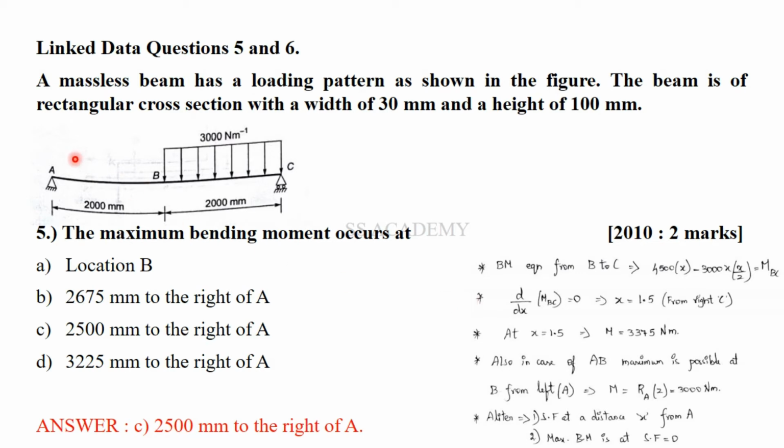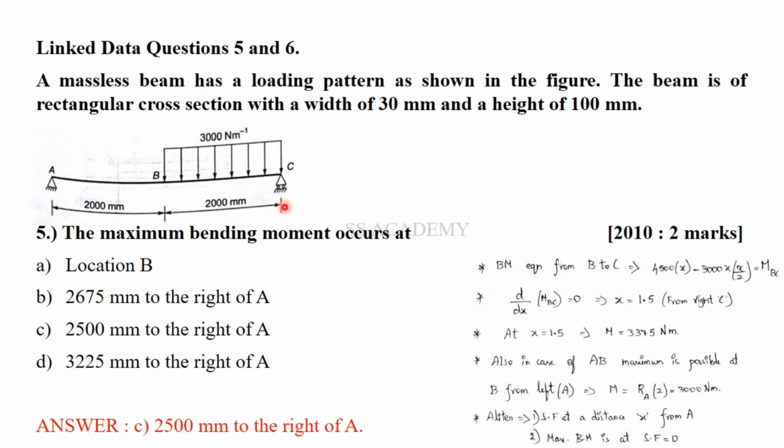You will be getting RA to be 1500 Newton and RC to be 4500 Newton. And now let us determine the bending moment equation from B to C, because since the loading is different from A to B and B to C, we are determining the bending moment equation for this particular B to C section. So if you consider a cross section from C at a distance x, you can find that this RC into that x. So RC is 4500.